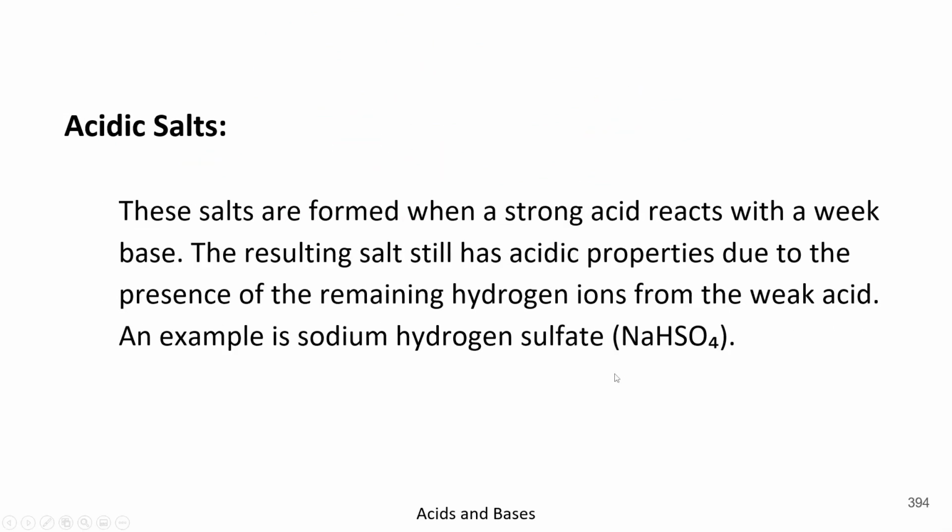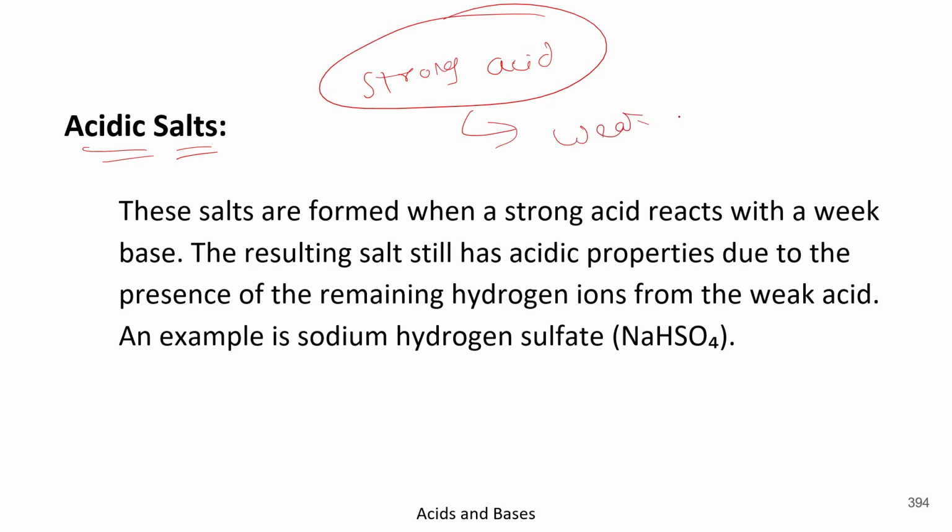So now let's move forward. First is our acidic salt. Basically, acidic salts form when a strong acid reacts with a weak base. Whenever a strong acid reacts with a weak base, there will be a condition of acidic salt, because in this condition the acid will take over the basic part. Whenever the acid reacts with the base but the acidic part is strong in comparison with the basic part, the acidic salt will be formed. For example, sodium hydrogen sulfate.